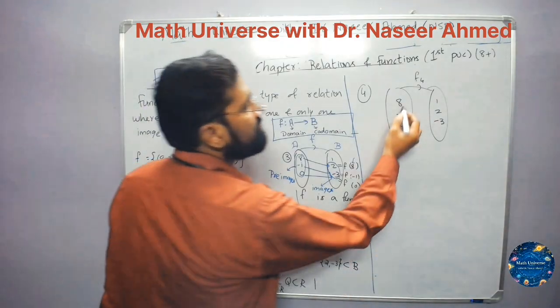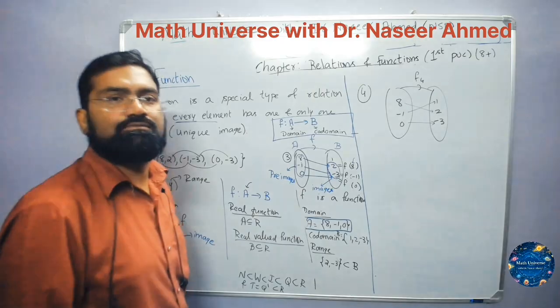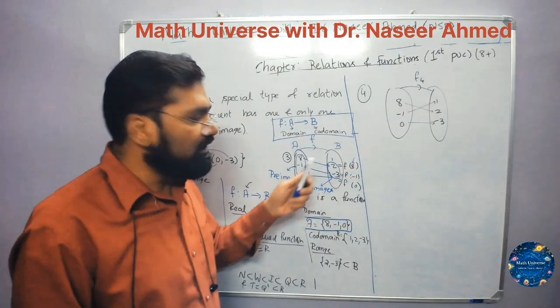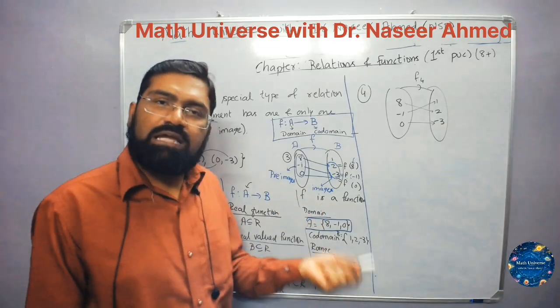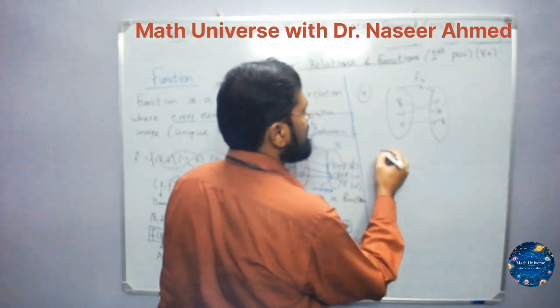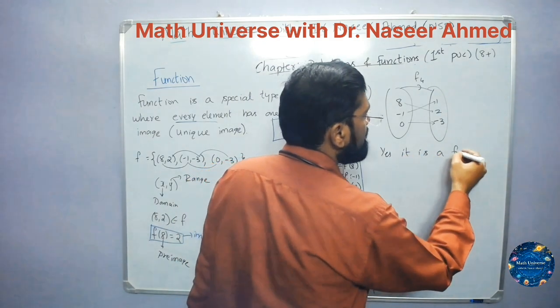Now, see this. For this, no one will have a doubt. Yes, it's a function. All elements have only one image. Here also, all elements have only one image, but minus 1 and 0 had the same image. No problem with that. Okay. So yes, it is a function.